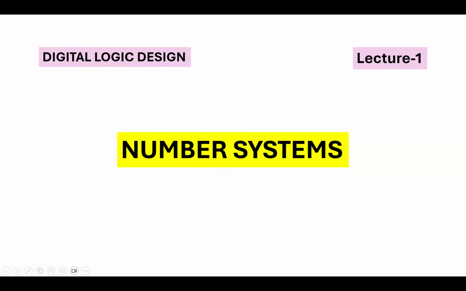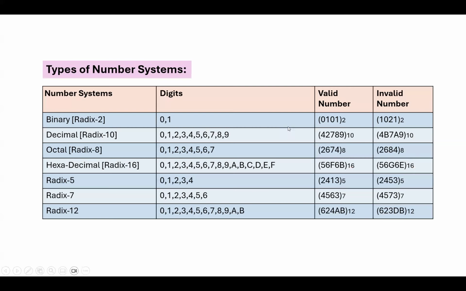Let's get started. Welcome to the first lecture from Digital Logic Design. The topic is number systems. In this number systems topic, as we know, there are different types of number systems. The first one is binary, second decimal, octal, hexadecimal, radix 5, radix 7, radix 12, like this. Binary means base 2. So in this binary, we should use only 2 digits.